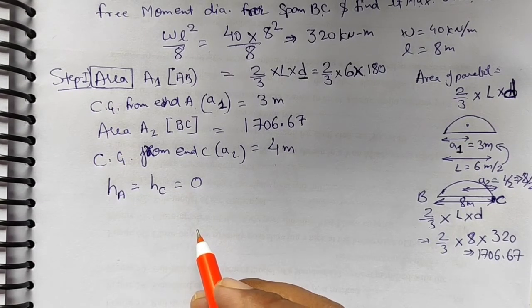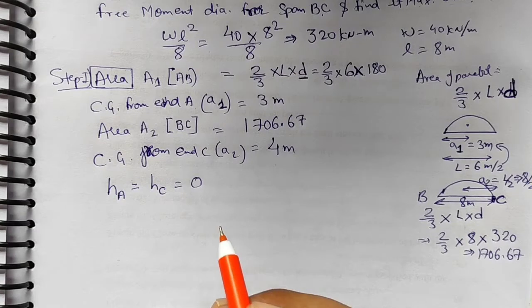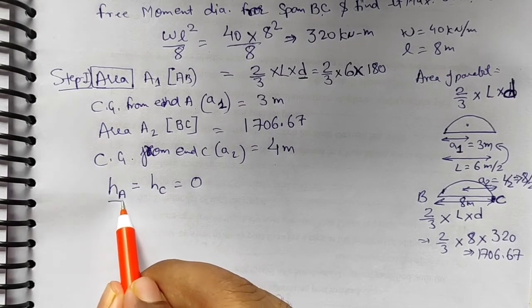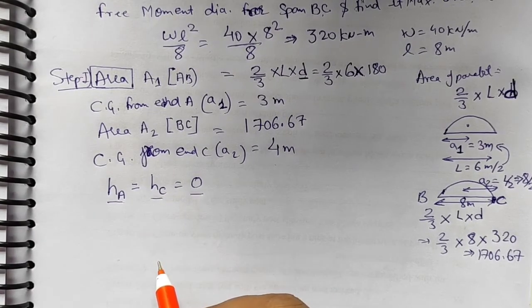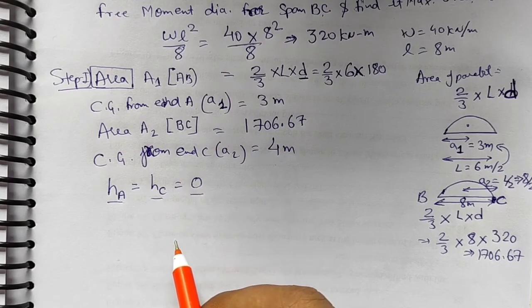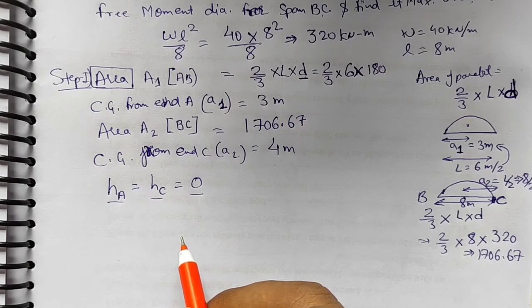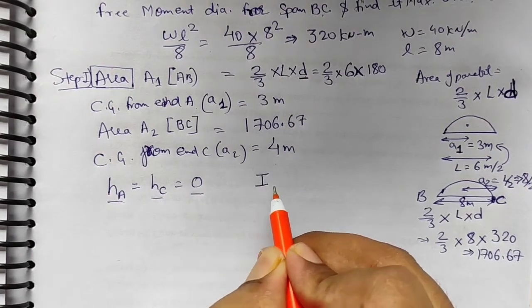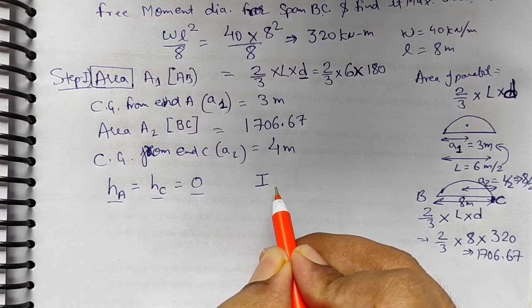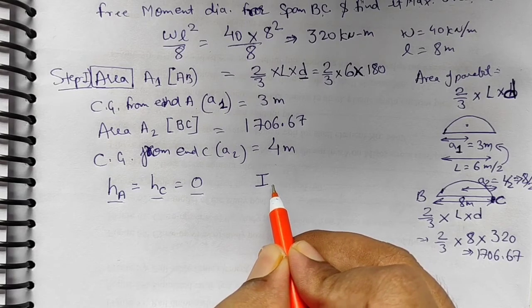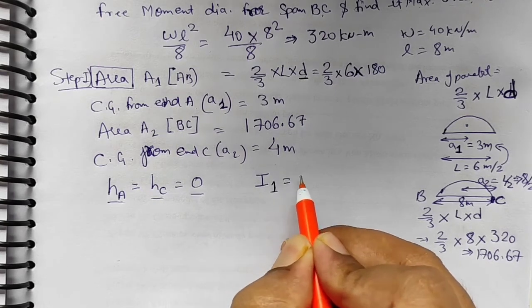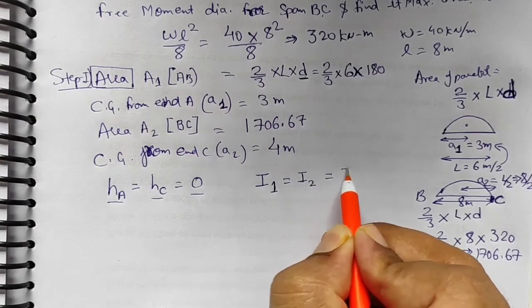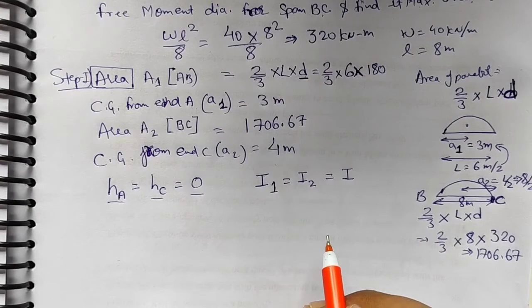If mentioned in the question or given any particular value, then I have to take the values of HA and HC, otherwise I will equate them to 0. Again, in my question the value of I is not specified. If the moment of inertia for both the beams is not specified, then I will take the moment of inertia for both the beams equal to I.